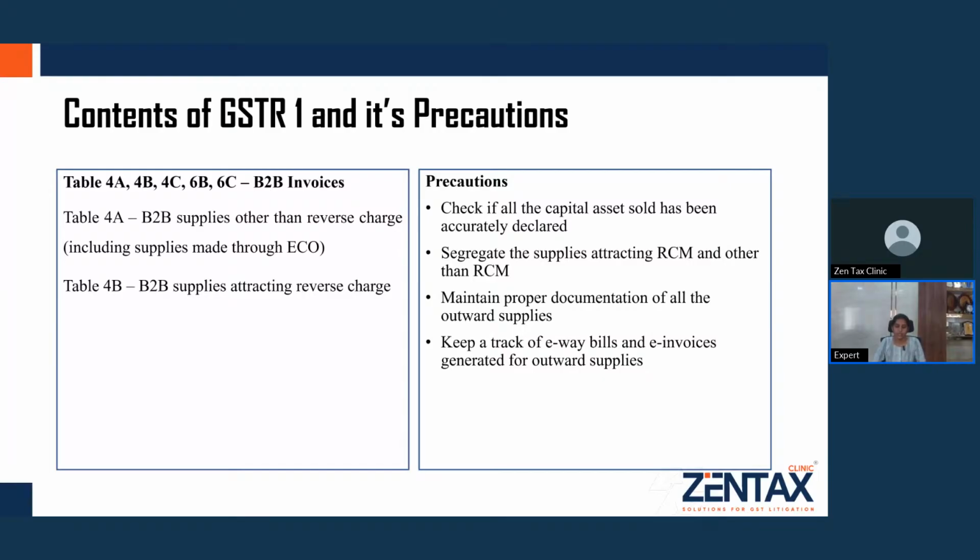And since GSTR-1 has two separate tables, that is, table 4A consists of two parts, regular B2B supplies and B2B supplies attracting reverse charge, the registered person should segregate, if applicable, the normal regular supplies and the supplies attracting reverse charge, and declare those supplies in the correct table, that is, 4A and 4B.